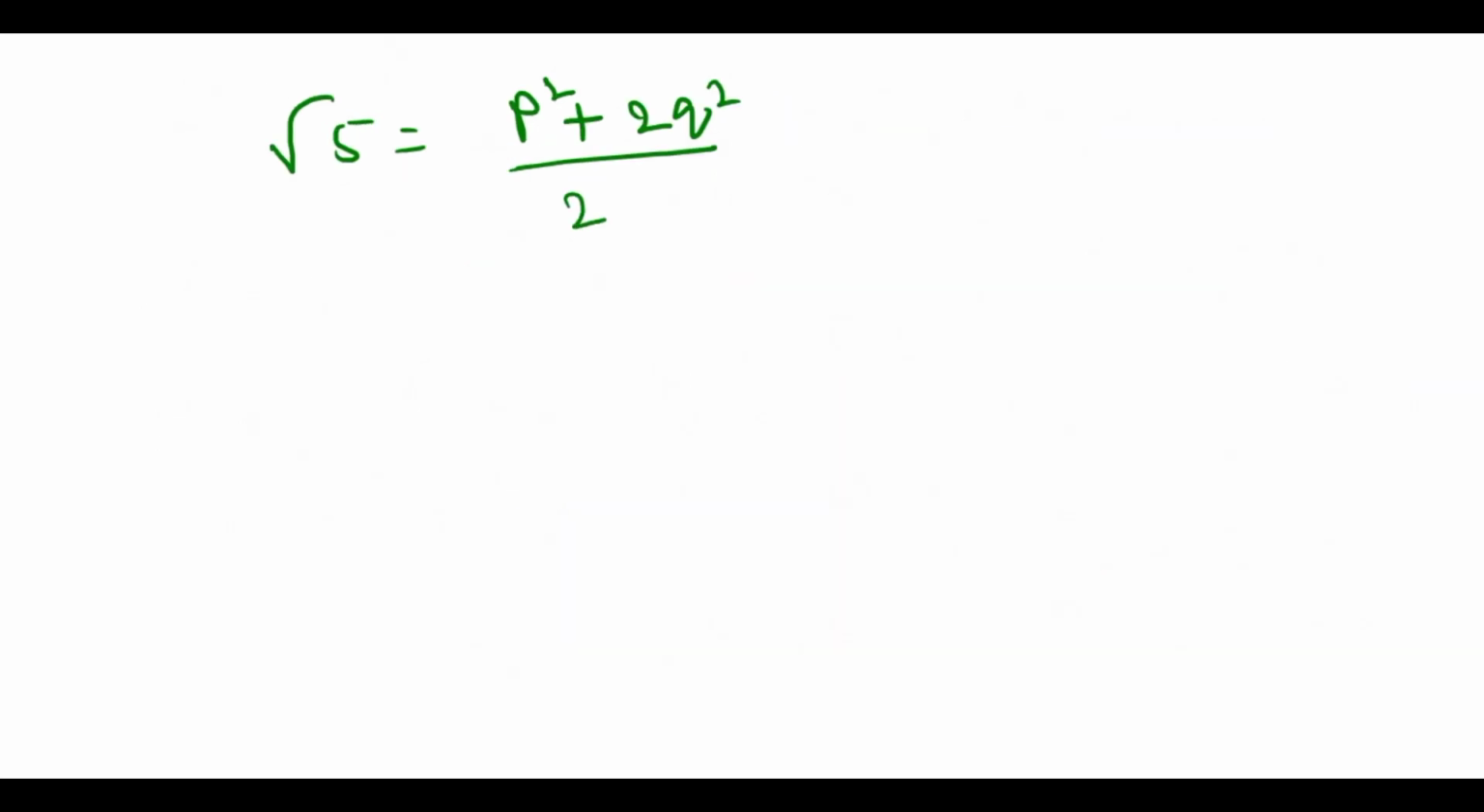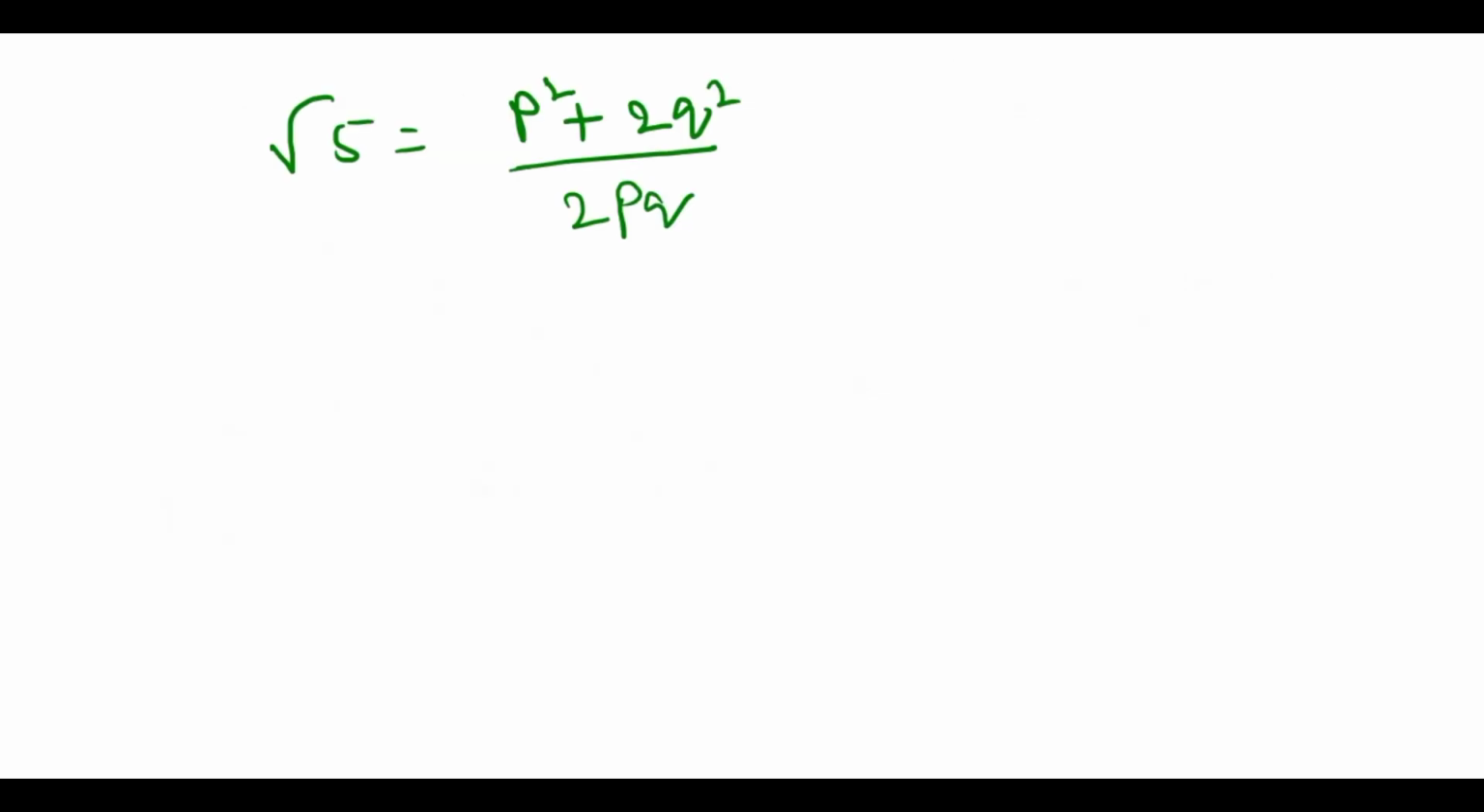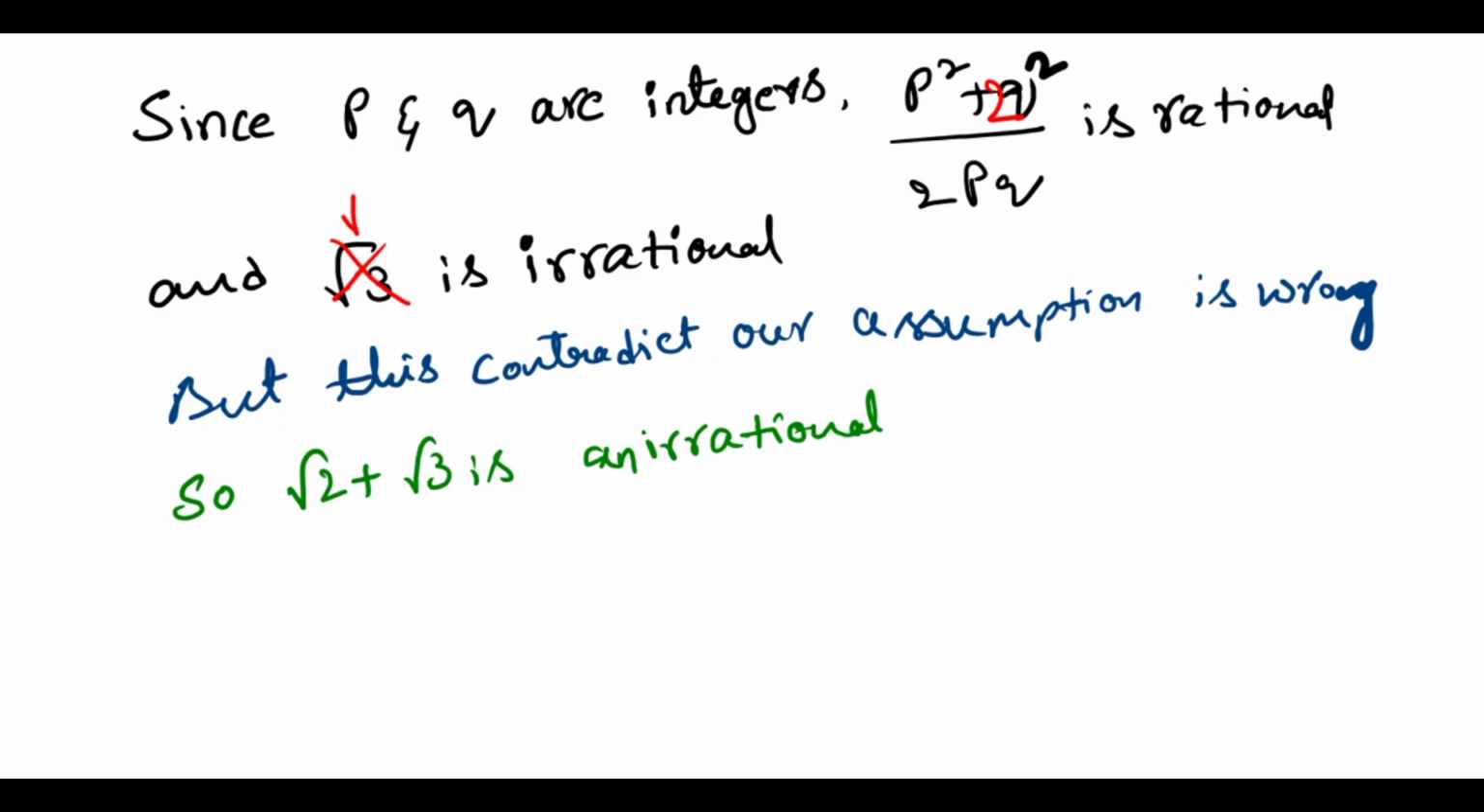So the remaining steps are as usual, as in the previous problem I have written. Since p and q are integers, and here additionally we added 2q square, by 2pq, right? Here we have root 5, so we write that root 5 is irrational, but this contradicts our assumption. So our assumption is wrong. So root 3 plus root 5 is an irrational.